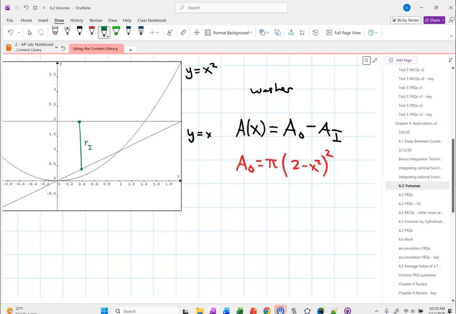That guy would be my R inner. Everybody agree? This distance is 2. If that's the point x comma y, that distance is y. Now, this point is on the line y equals x, so this would be the point x comma x. So y is the same as x, right? So my R inner is going to be 2 minus x.